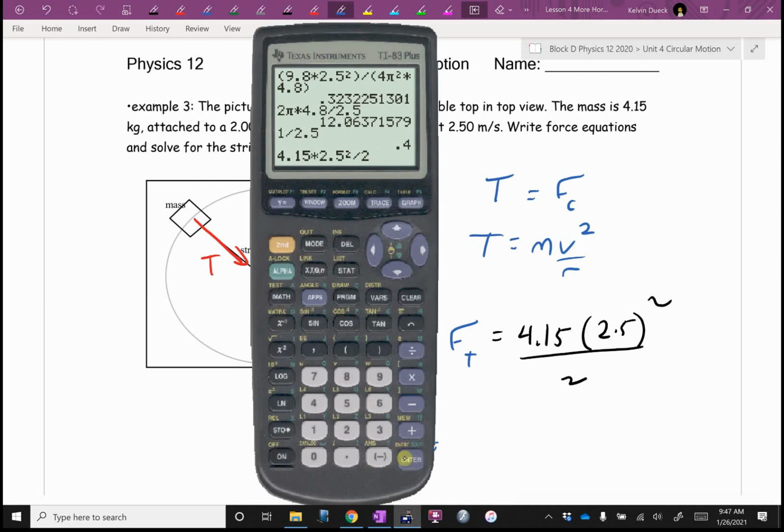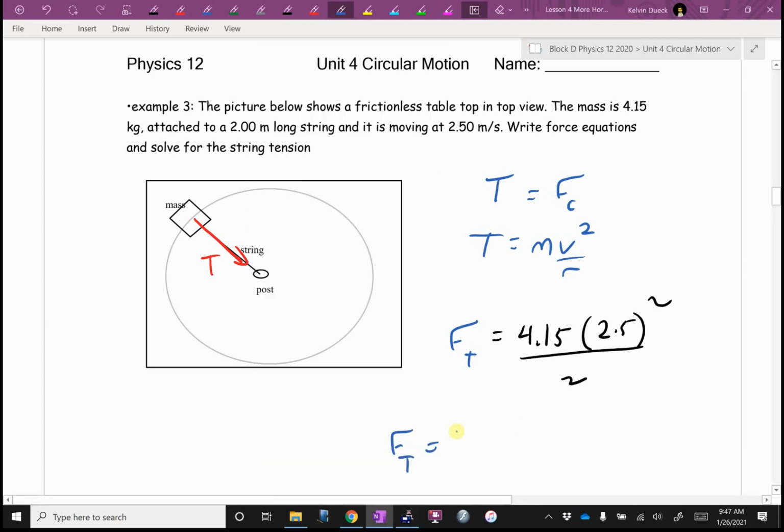So, do y'all get 13.0 newtons? What if we wanted to spin twice as fast? How many times bigger would the tension be? 4 times larger. Okay? 4 times larger.